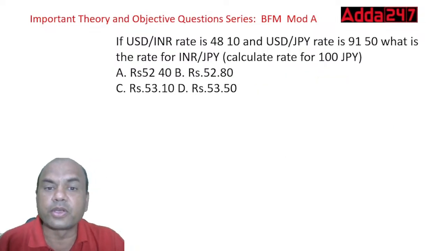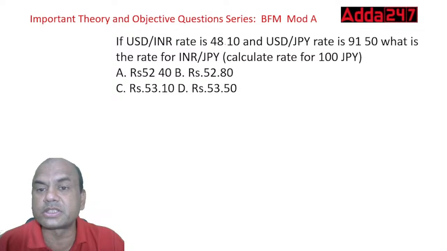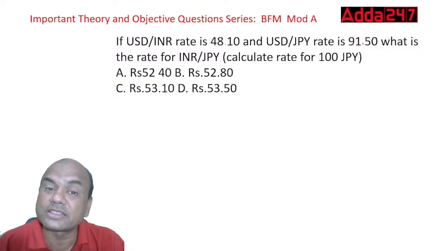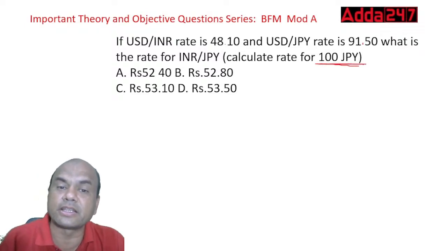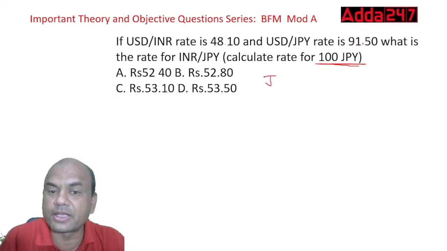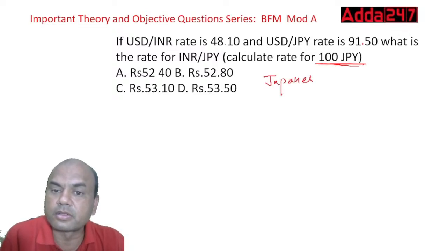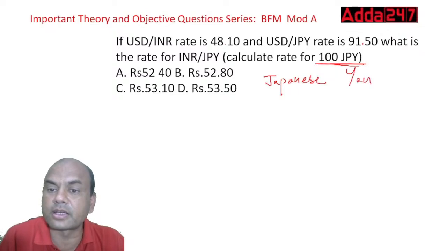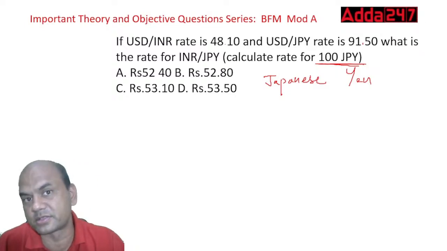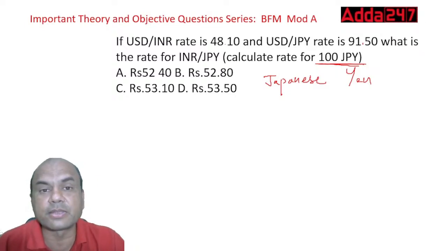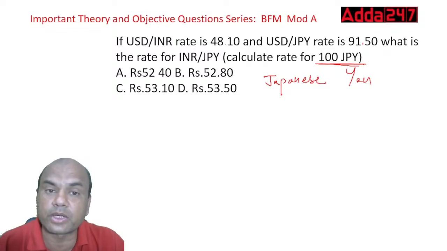Chalo. If USD INR rate is 48.10, USD JPY rate is 91.50, what is the rate of INR to JPY? This is not simple. Calculate the rate for 100 JPY. Remember, JPY means Japanese yen. It is their currency. So Japanese yen is always calculated in terms of hundreds. We always calculate 100 JPY, 200 JPY, 300 JPY. Rates are quoted in that angle. Why? Because the currency value is very small.